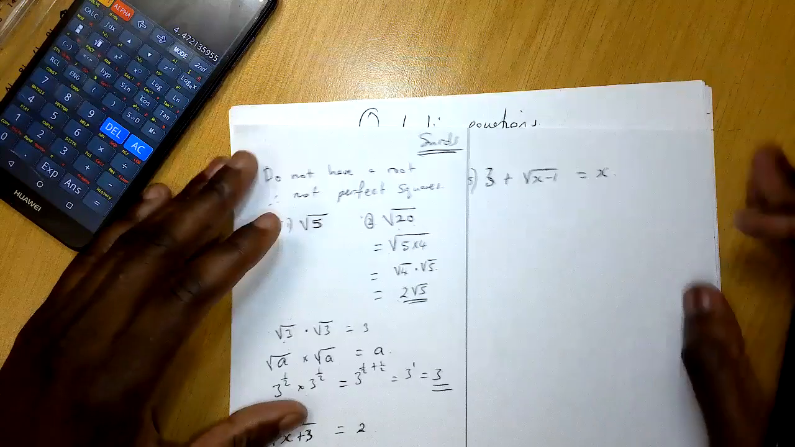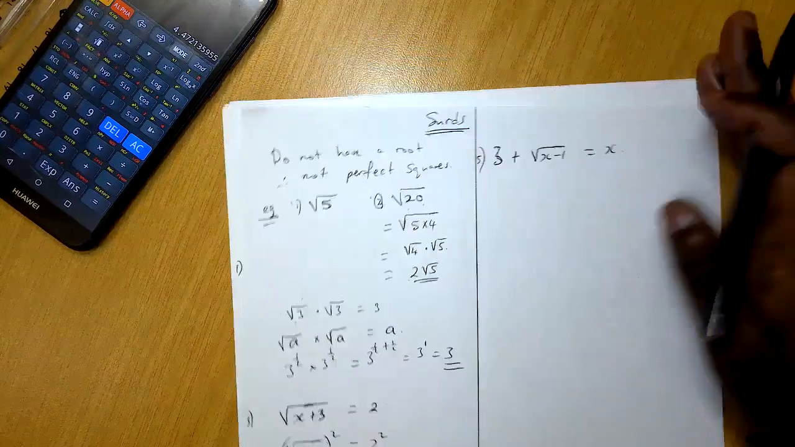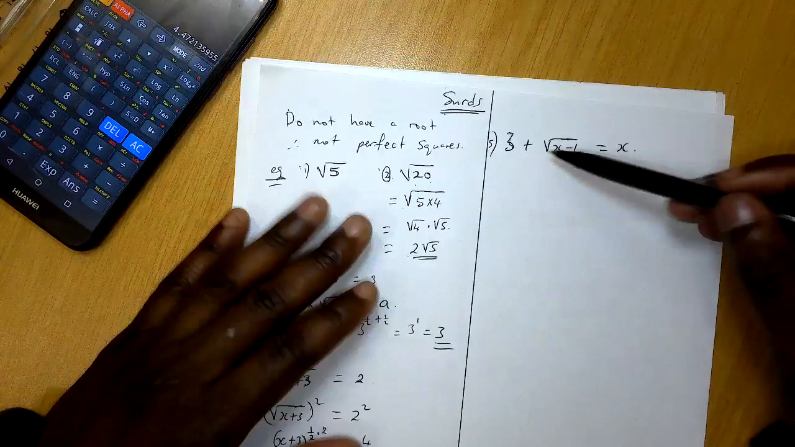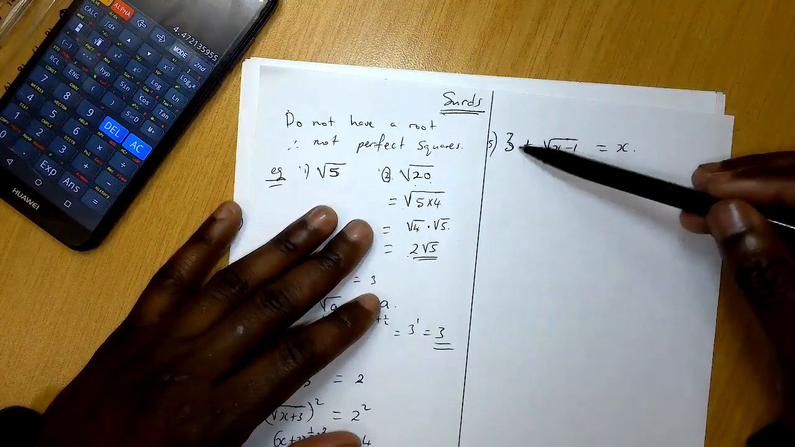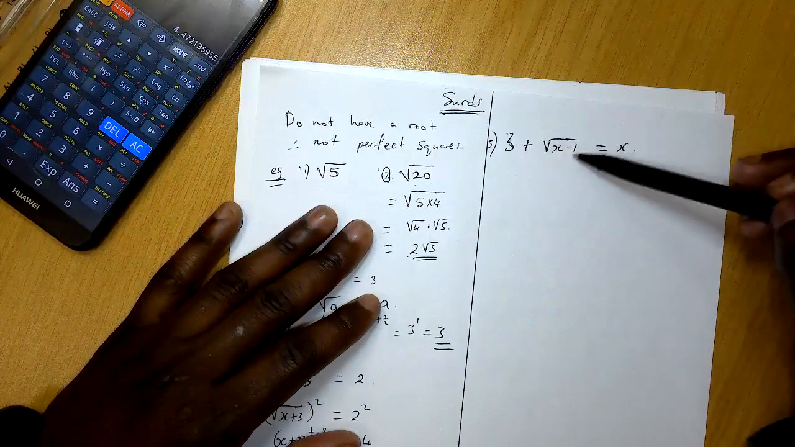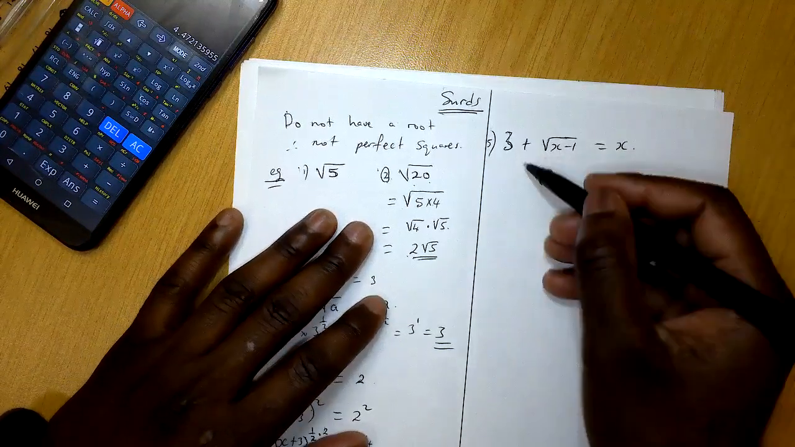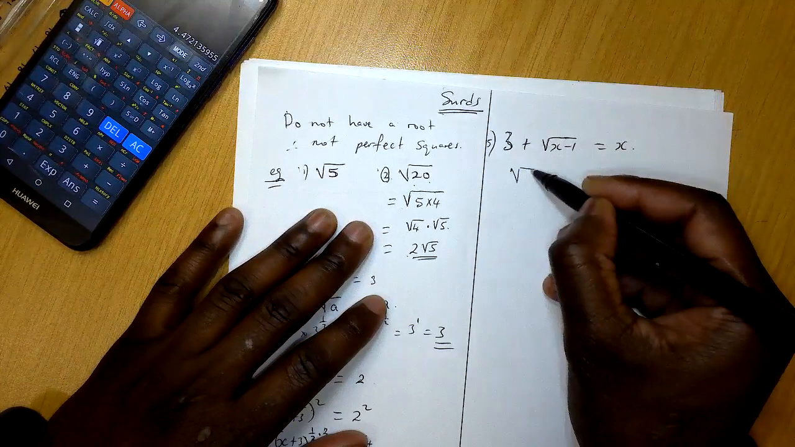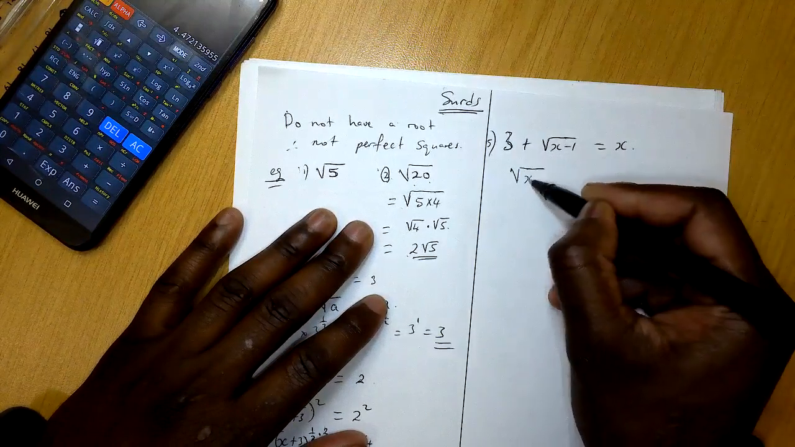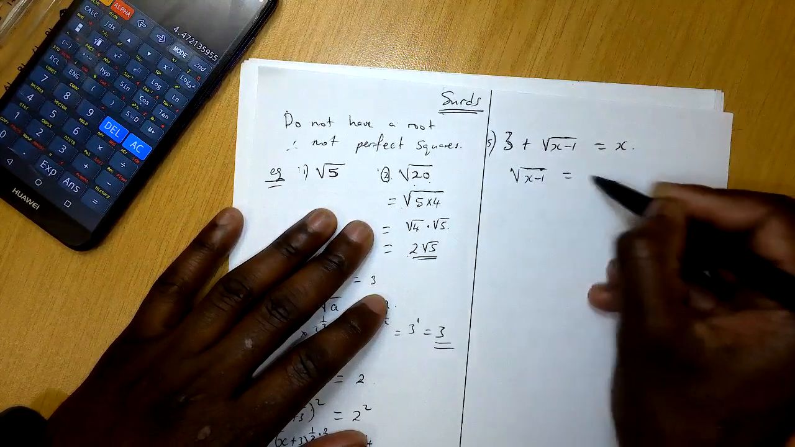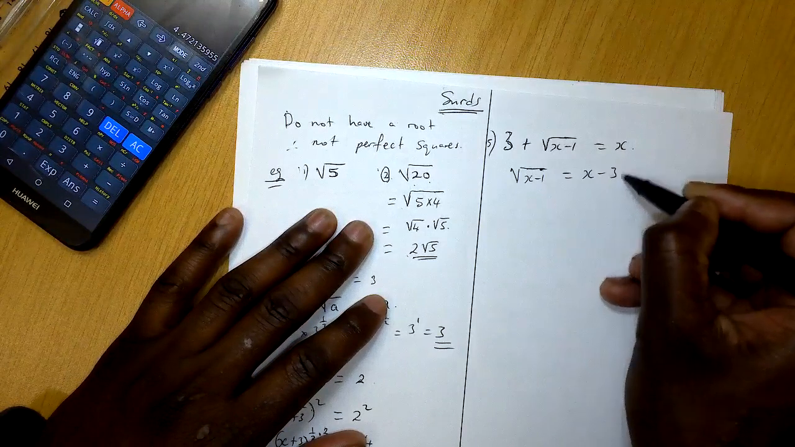Here's another example that we have presented to you. We're solving for x here: 3 plus root of x minus 1 is equal to x. So what must you do now? You must first move 3 to that side. It's going to be root of x minus 1 is equal to x minus 3.